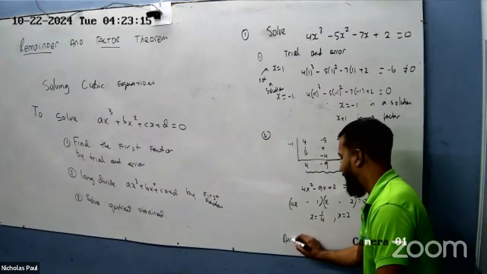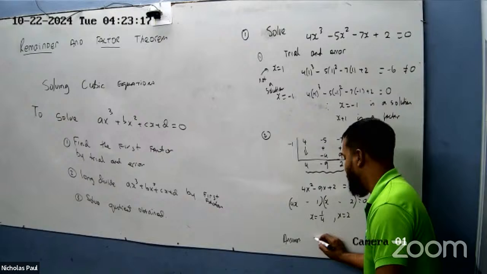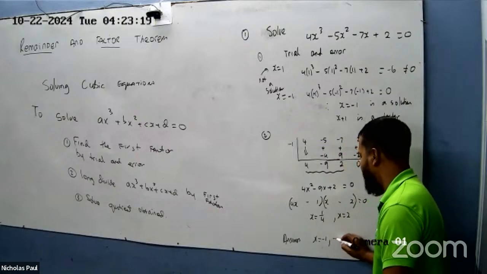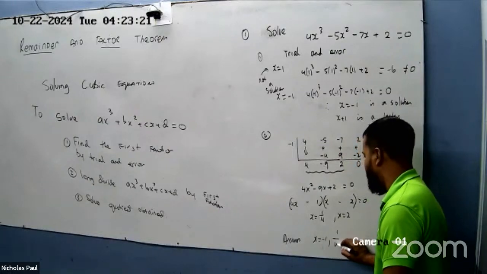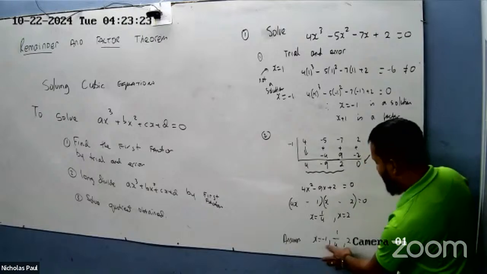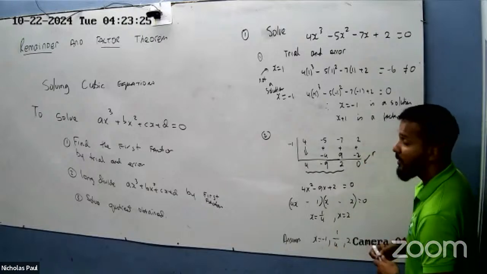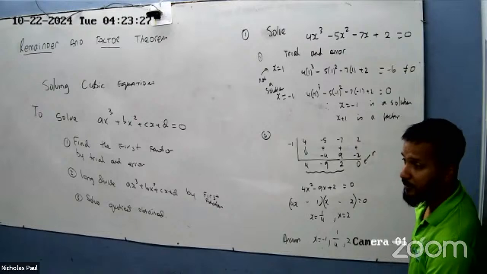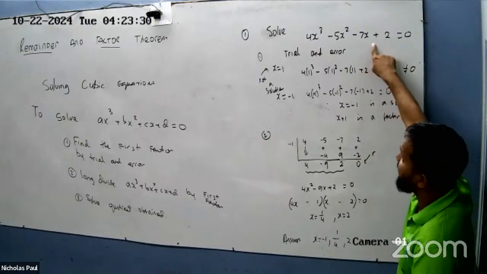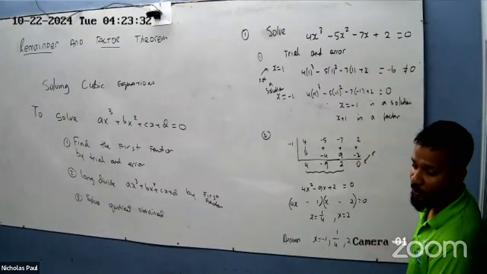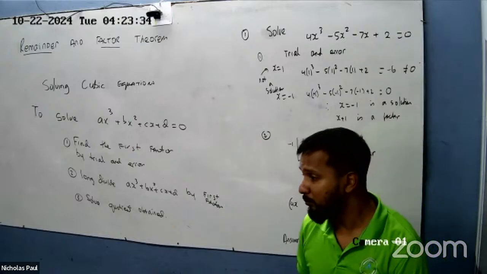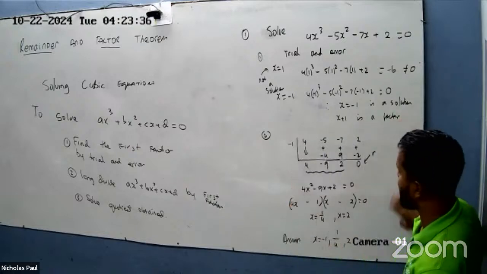So your final answers are x is -1, x is 1/4, and x is 2. So these are your three final answers. If you use a calculator, that's what you'll get. But you can't put this in the calculator and write it and think you're going to get marks. You'll get 0. Right? You have to show them these steps.